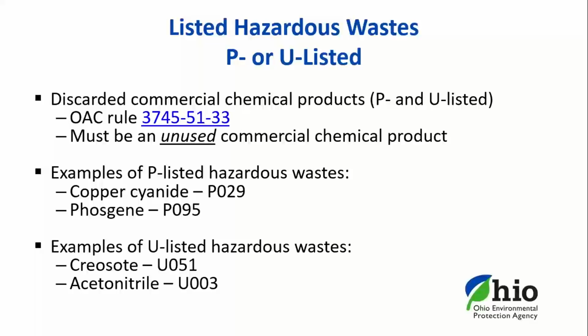And the final two lists are the P and U lists, which contain unused, discarded commercial chemical products. The key word here is that they're unused. So if this is something that was generated after going through a manufacturing process, it's not going to meet that definition anymore. And the only difference between the two lists is that the P list contains acute hazardous waste, which are more dangerous in smaller quantities.